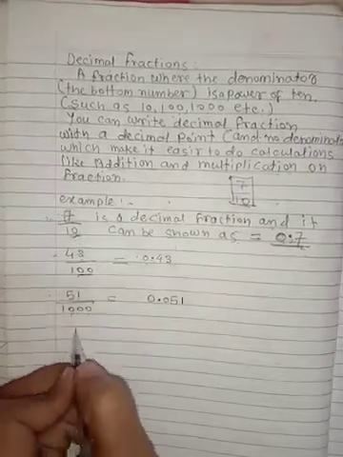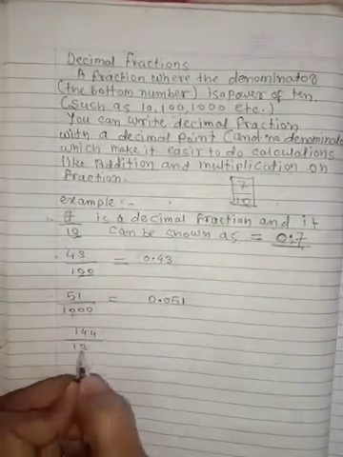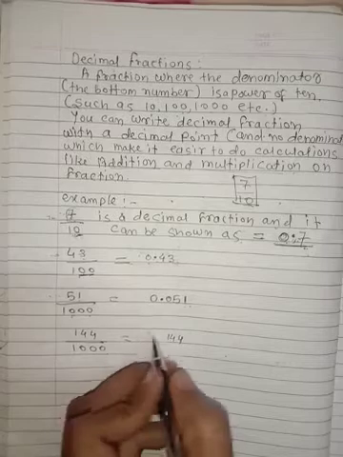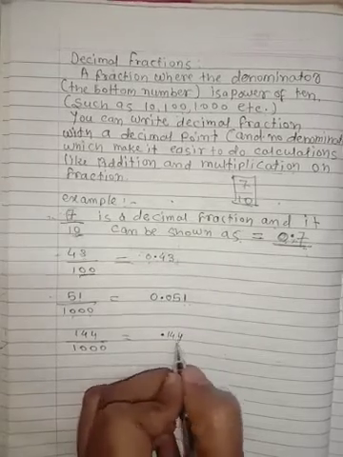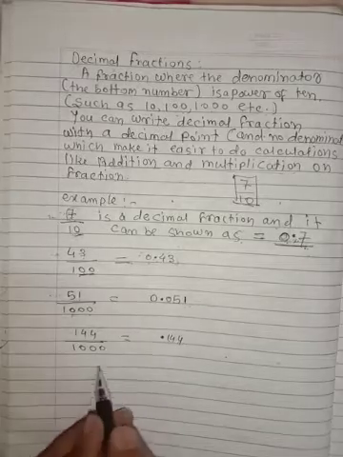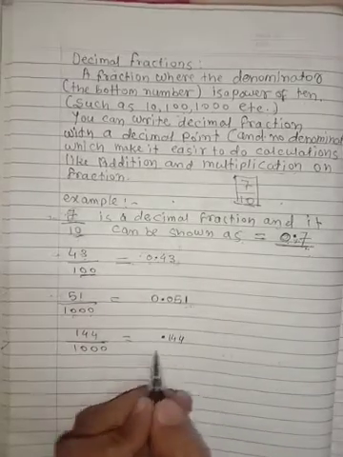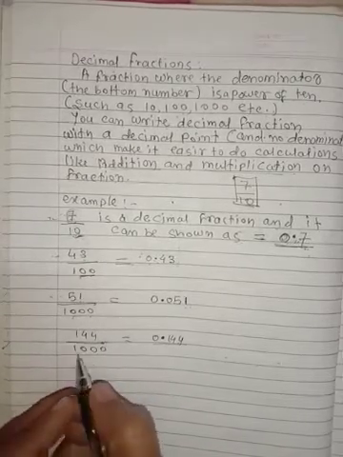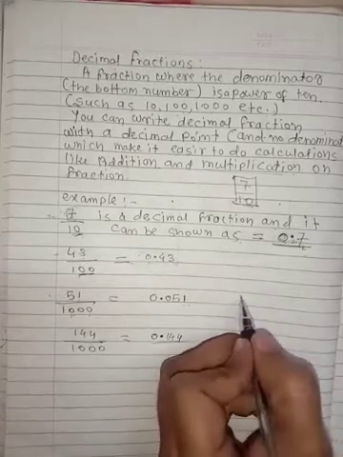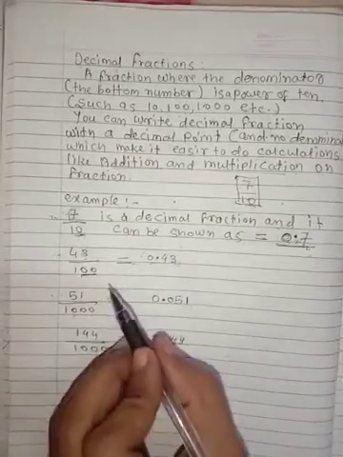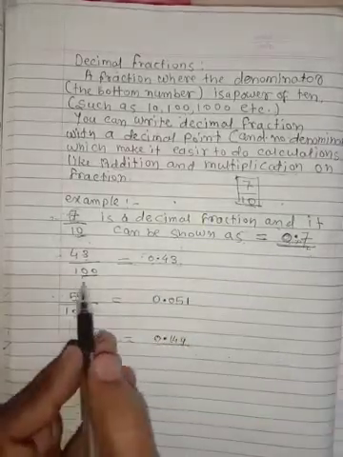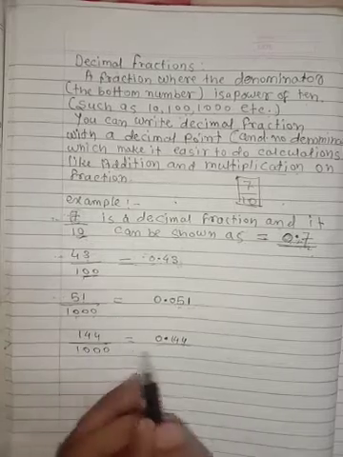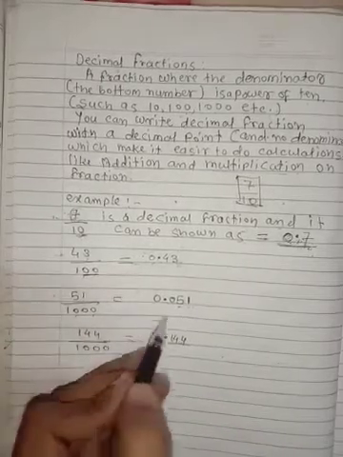Let's look at another example, 144 upon 1000. Now write down the decimal fraction. First we write 144 and take a decimal point. It has 3 digits, and the denominator also has three 0s, so we write 3 digits after the decimal point. If there is a single number, we write 0 point single number. If there are 2 digits, 2 digits come here, and if there are 3 digits, 3 digits come here. It starts with 0 point and then the decimal number.